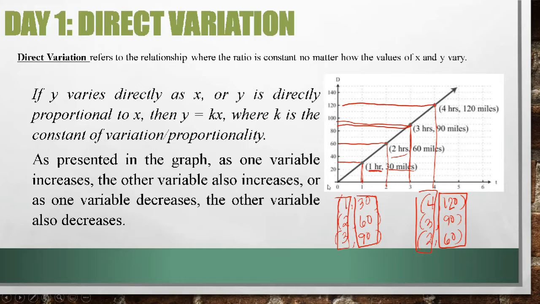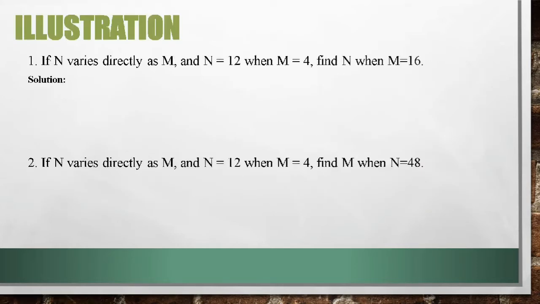So now let's have our example. We have here the situation: if n varies directly as m and n is equal to 12 when m is equal to 4, find n when m is equal to 16. If you notice the situation that we have, there are a lot of same letters, and they have their values. So first is to identify what kind of variation we are going to use. We have different kinds of variation, but now we are only discussing the direct variation. To identify what kind of variation, we can use the keyword directly. If we have the keyword directly, then we are going to use the direct variation.